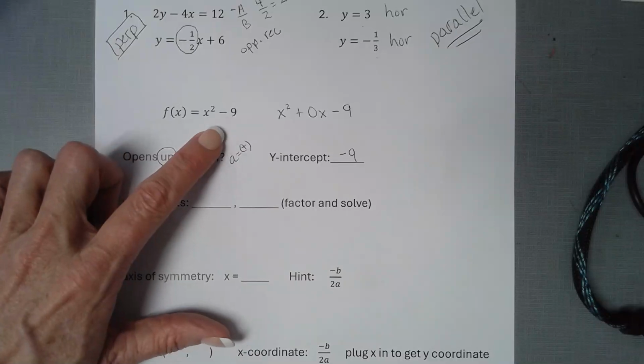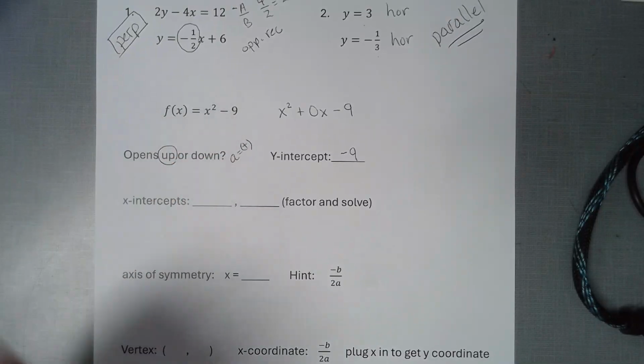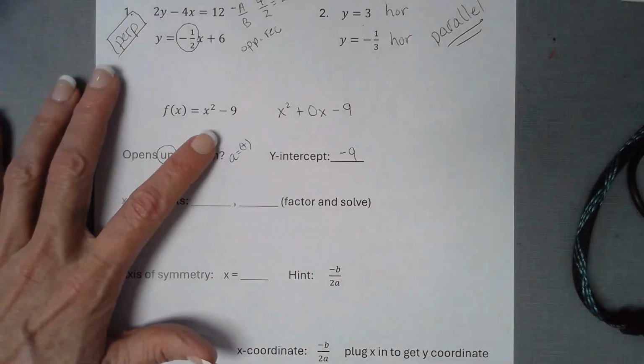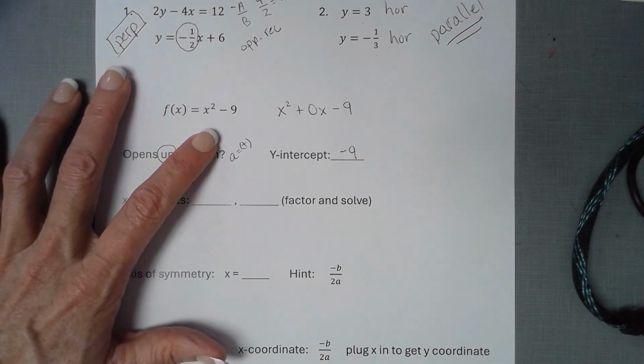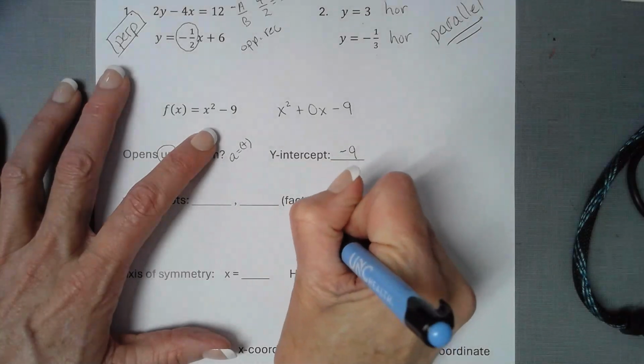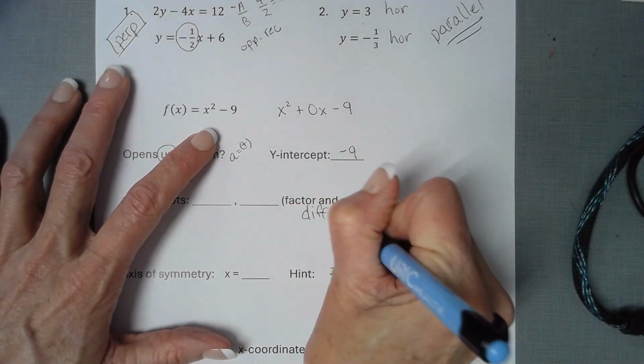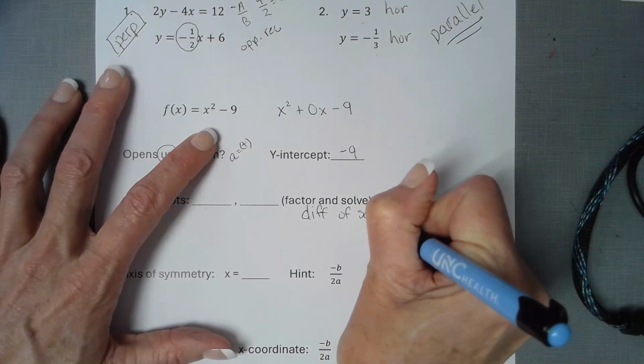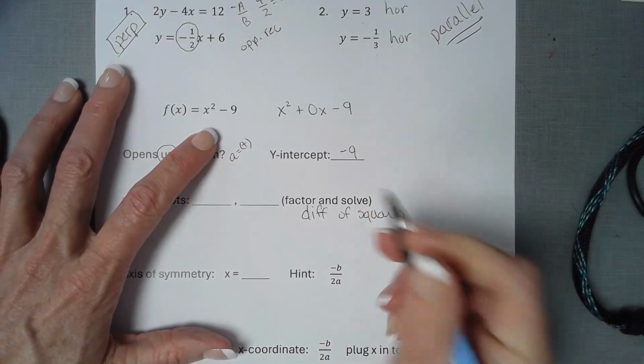We need to factor this. Well, it's not there anymore. This is a difference of squares. So I'm going to go ahead and write that. This is a difference of squares. So there is no work to do at all.